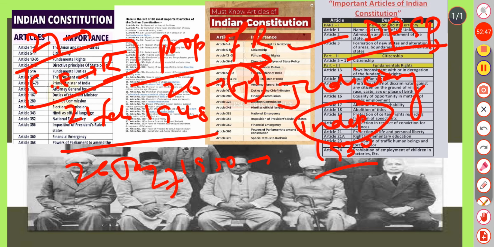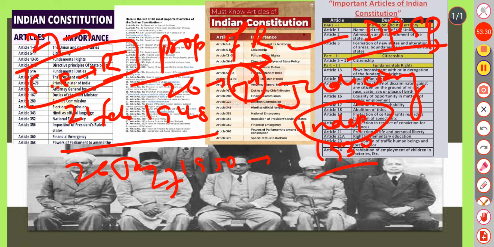And Article 86, right of the President to address and send messages to the Houses. Now Article 87, special address by the President, and Article 88, rights of Ministers and Attorney General as respects the Houses. Now Article 89, the Chairman and Deputy Chairman of the Council of States, and Article 93, the Speaker and Deputy Speaker of the House of the People. Now Article 98, Secretariat of Parliament, and Article 99, oath or affirmation by members. Now Article 105, that is powers, privileges, etc.